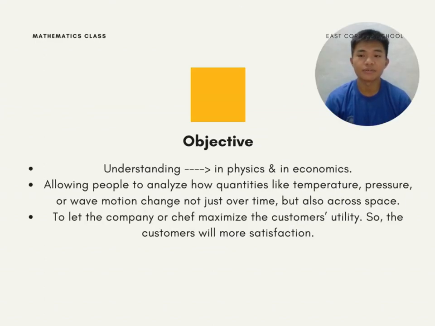And I will discuss our group project objective. For our objective, we want to better understand how to apply the partial derivative in physics and also in economy. For physics, it allows people to analyze how quantities like temperature, pressure, and wave motion change, not just over time, but also across space. And for economy, it lets companies maximize the customer's utility, so the customer will get more satisfaction.